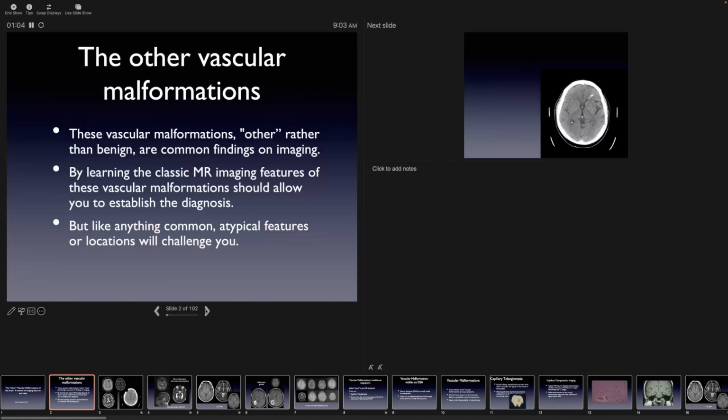So I would prefer that you don't use the term benign because, as you'll see, these are not always benign in the way that word is usually used. And so as words can direct our thinking, I think it's best to not consider them necessarily an incidental finding. But by learning these classic MR imaging features, you usually should be able to establish the diagnosis without other testing. But like anything very common, when they're atypical in appearance or atypical in location, they can be quite challenging.